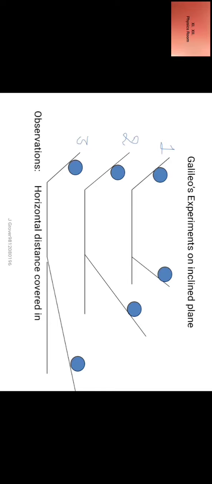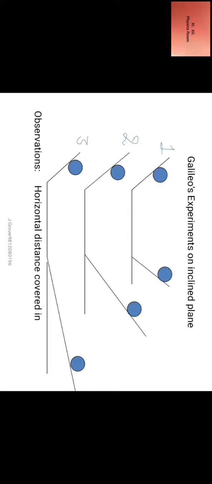Now, first diagram shows that the ball on extreme right goes to equal height. In the second experiment, when the angle of inclination is reduced, the ball goes a little higher, covers little longer distance on inclined plane. And in the third case, when the angle of inclination is reduced further, then the ball again goes much longer distance on inclined plane.